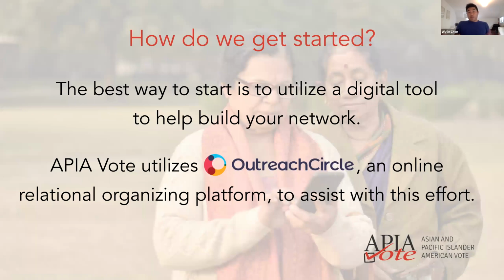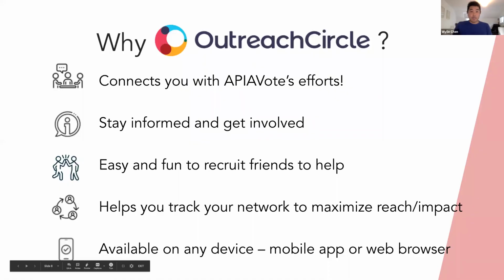One of the things about relational organizing is that the concept has been used throughout time. It's basically just talking to your family, friends, and people you know to take action on something. And it's really effective, right? But utilizing technology and digital tools makes it that much easier. So we've adopted Outreach Circle, an online relational organizing platform, to help us assist with our efforts. So why would we use a digital tool, and Outreach Circle in particular?